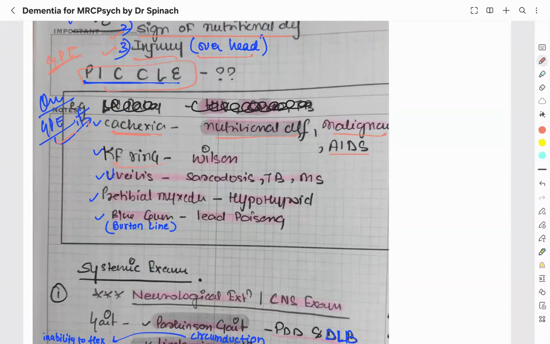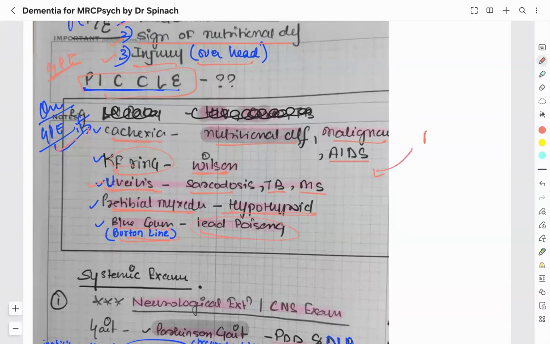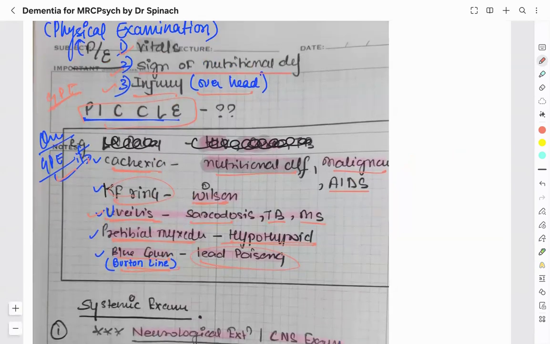If KF rings are present, Wilson's disease. Uveitis: sarcoidosis, TB, multiple sclerosis. Pretibial myxedema: probably hypothyroidism. Burton's line, that is bluish gums: lead poisoning. These are some examples they gave, and what we can do is write the things that you can do. NPH would only be looked into when we do the structural examination of the patient, that is neuroimaging. Okay, so this is done.